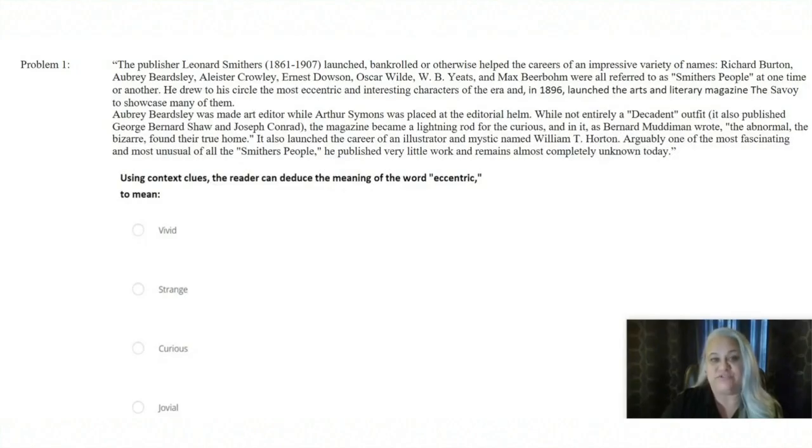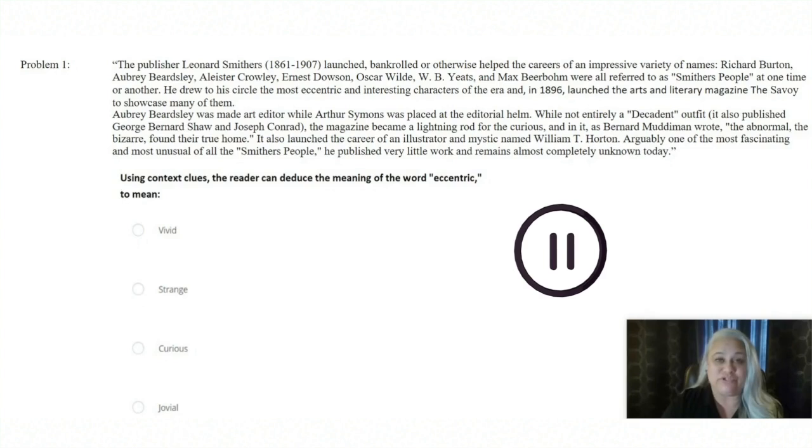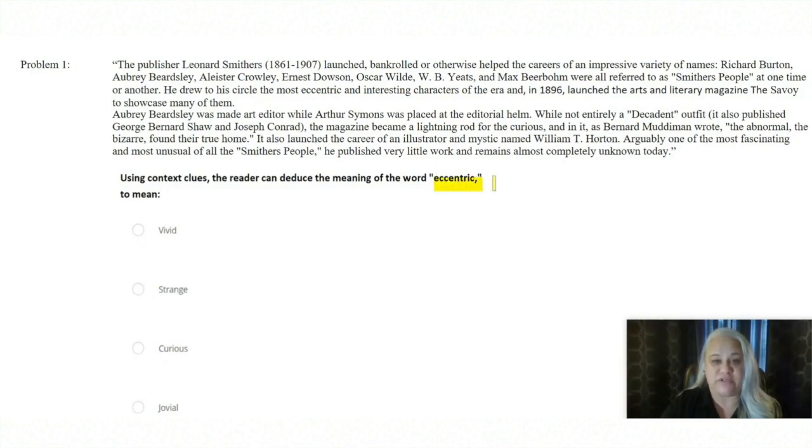Using context clues, the reader can deduce the meaning of the word eccentric to mean. So I'd like for you to pause the screen, go ahead and take a second to read the passage, and once you're done, we can go over the test questions and answer choices. When we take a look at the question, we notice the key word in the question is eccentric. So we're going to go back to the reading passage, find the word eccentric in the sentence that it is used. He drew to his circle the most eccentric and interesting characters of the era.